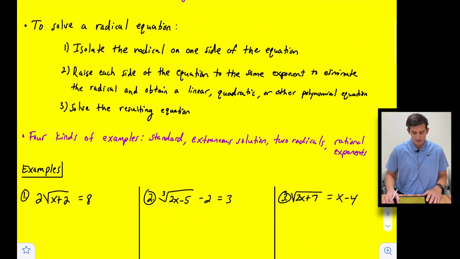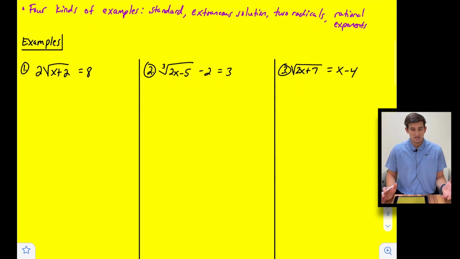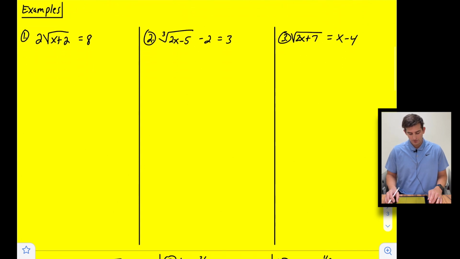So we're going to look at 4 kinds of examples in this video. We're going to look at just some standard examples, like the easiest examples we could see, some examples where we have an extraneous solution, or a solution that is an apparent solution, but once we plug it back in it actually doesn't satisfy the original equation. And then an equation where we have 2 radicals, maybe one on each side. And then a couple equations where we have rational exponents or fractions as exponents. So let's jump right in for our first example here.